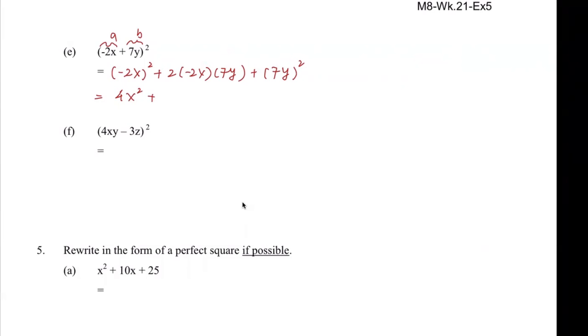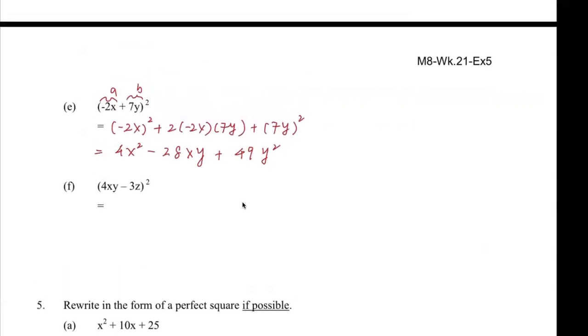And this is equal to (−2x)², that's 4x², plus 2 times −2x, that's −4x, and −4x times 7y, that's −28xy, plus (7y)², that's just 49y². Okay? Or if you're not too comfortable with the minus sign here, you can simply change the order, right?